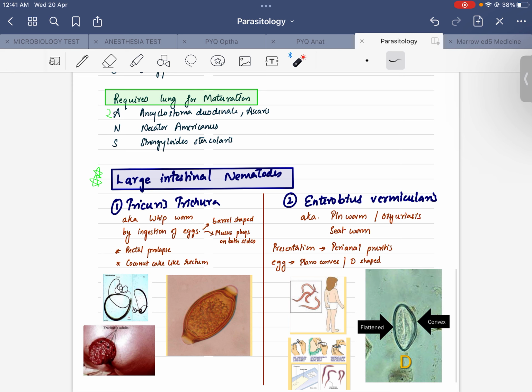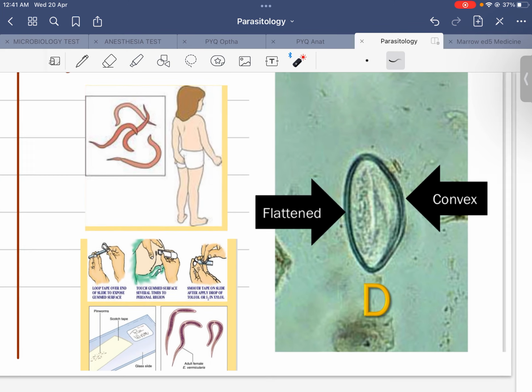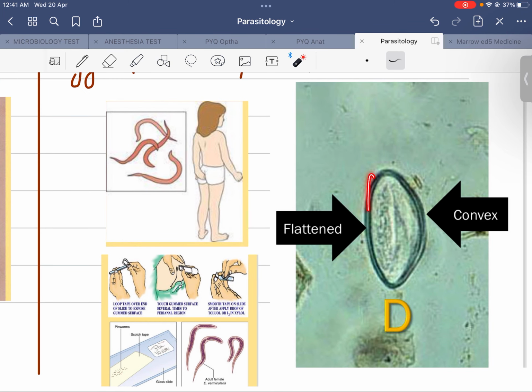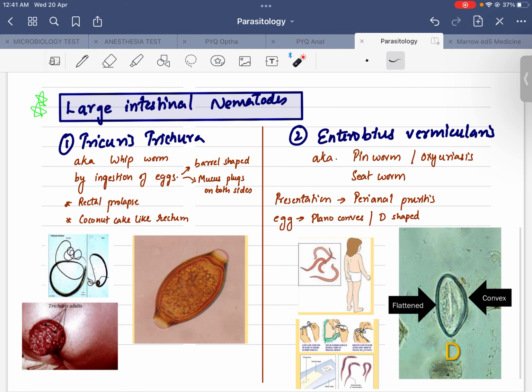Next you go to Enterobius vermicularis, also called pinworm or seatworm, and infection by Enterobius is called oxyuriasis. How does it present? It presents with perianal pruritus. The egg is very important again. It's a D-shaped egg. One side will be flattened, another side will be convex. Remember, after D you have E, so the D-shaped egg is for Enterobius.